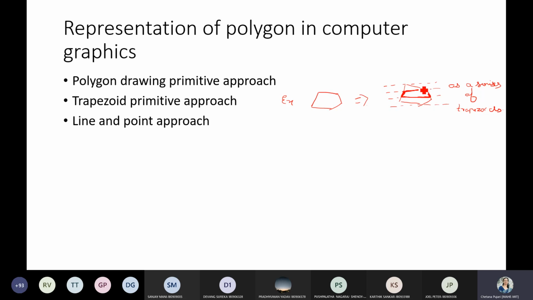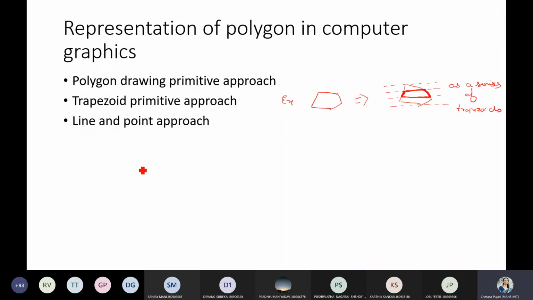Wherever you don't have a complete trapezoid, your system is going to interpret that this is the end of your figure, right? And this is just a vertex which it is going to consider. So this may not be looking like a trapezoid, but it is going to help the system identify the end of your particular polygon, right? So that is with respect to the trapezoid primitive approach. Whatever polygon you are trying to draw, it is going to draw it as a series of trapezoids.